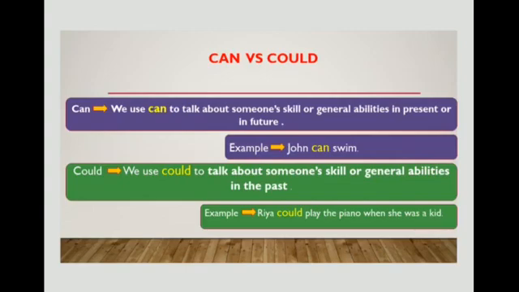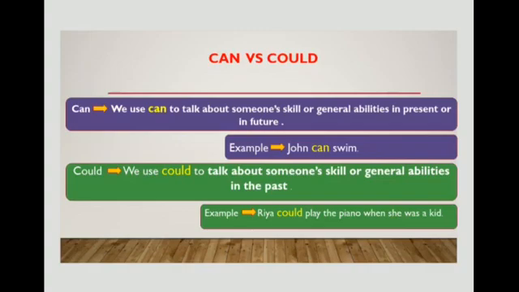Could. We use could to talk about someone's skill or general abilities in the past. For example, Ria could play the piano when she was a kid. Here we are talking about the past ability of Ria.